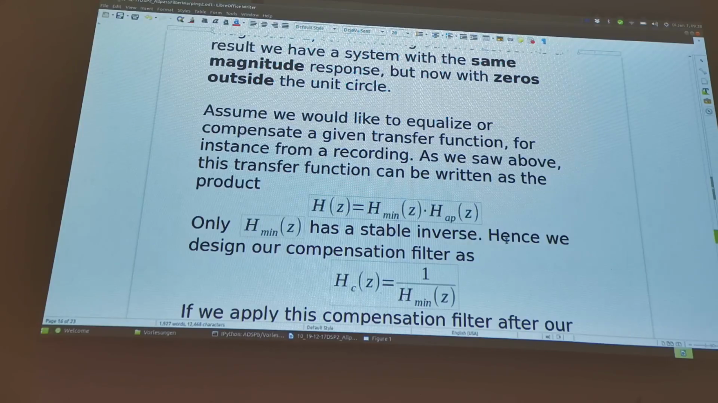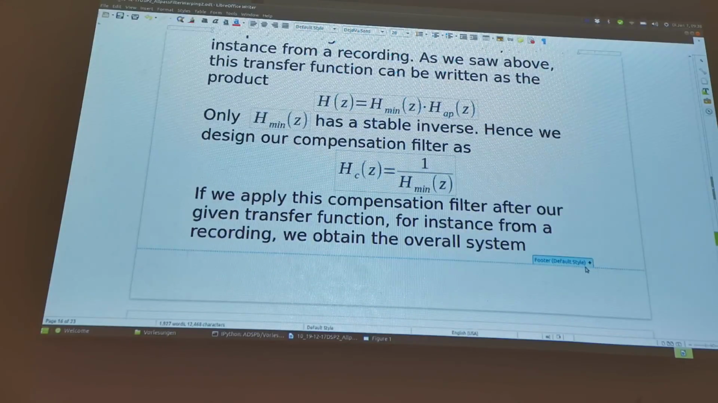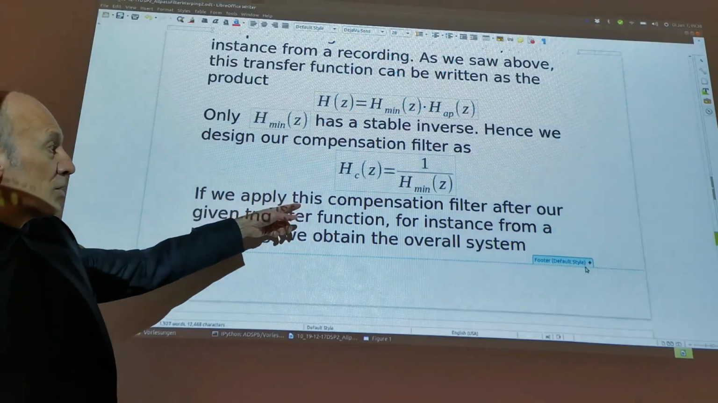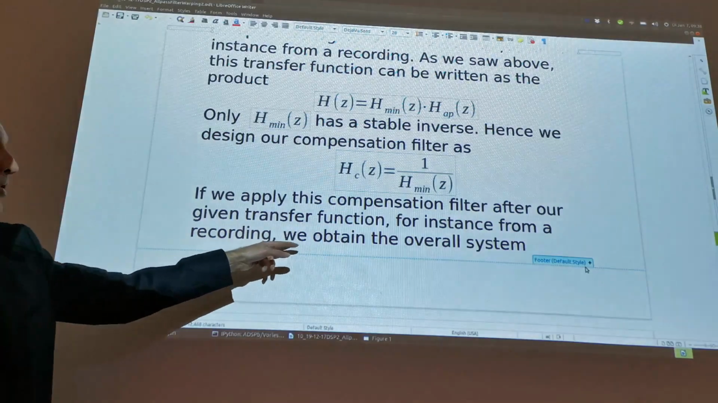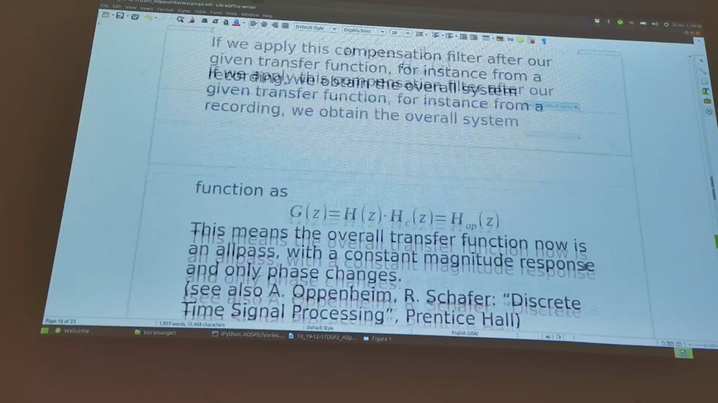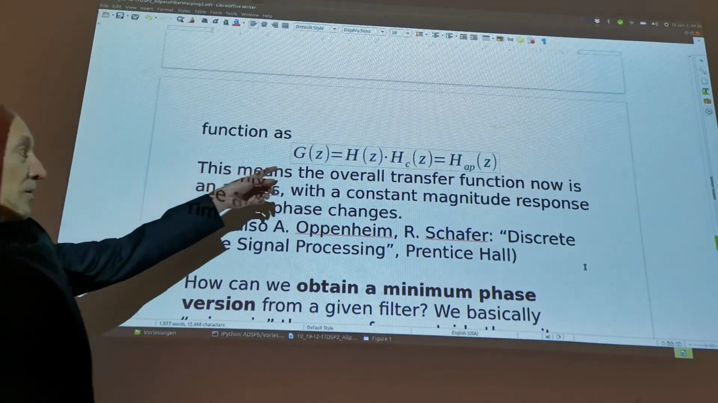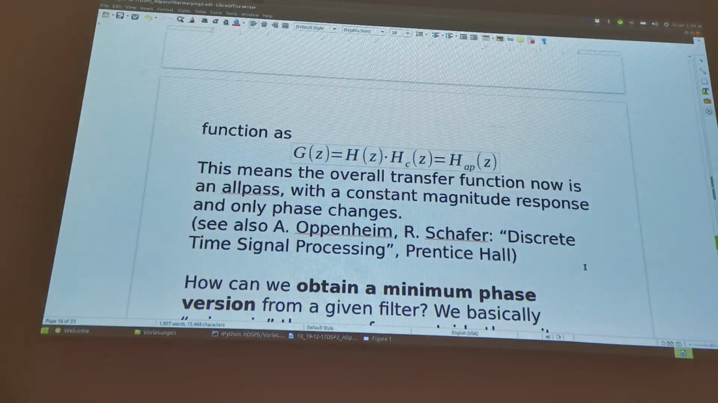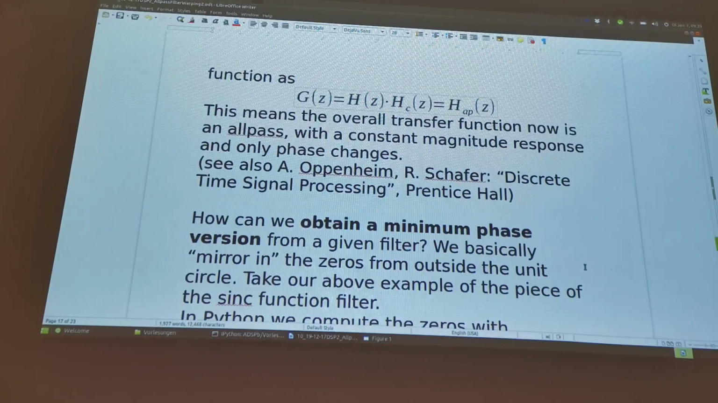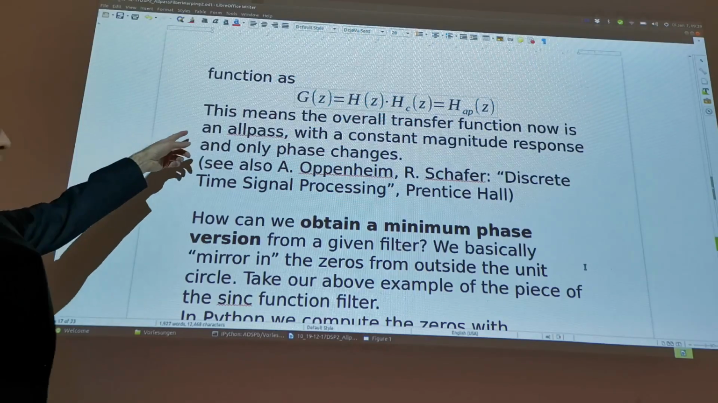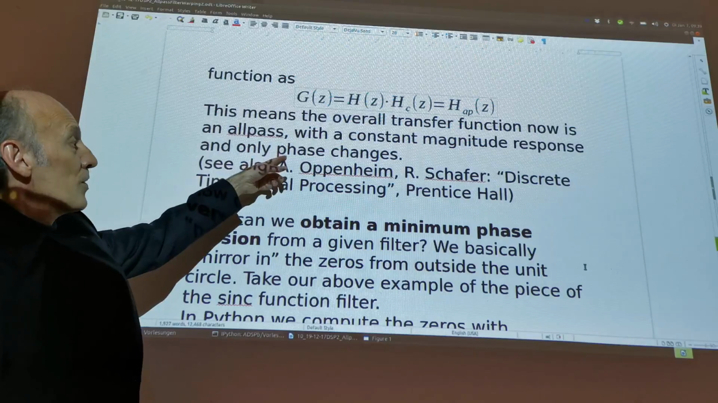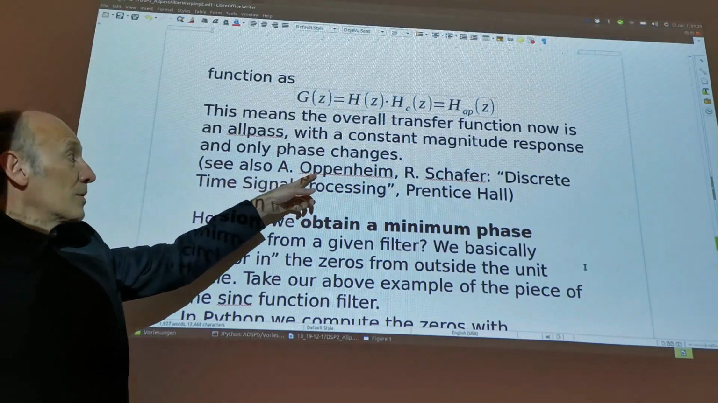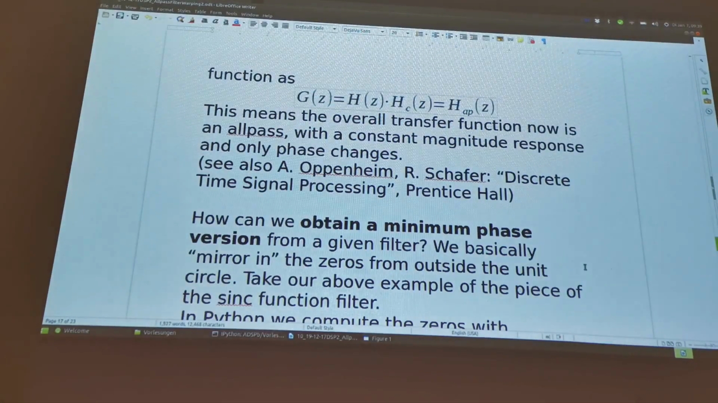And we can obtain a minimum phase version of our transfer function h min and then use it as an equalization filter. So if we apply this compensation filter after our given transfer function, for instance from a recording, we obtain the overall system G as h of z from our system times the compensation filter, and what's left is the all pass. So we cancelled the minimum phase part, but what's left is the all pass filter. This means the overall transfer function is now an all pass with a constant magnitude response and only phase changes. And you can also read more about it in the book by Oppenheim-Schäfer, Discrete Time Signal Processing.